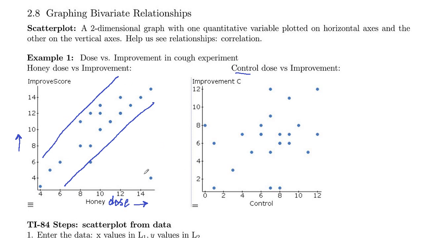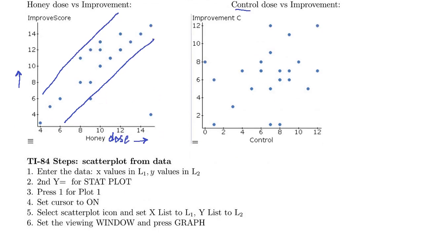Now, when you graph this data, you're just doing XY ordered pairs, and you can do this pretty easily in the TI-84. So these are the steps for a scatter plot from data. Just as an example, let's do some ordered pairs: 1, 1, 2, 4, 4, 6, and 8, 8. So we'll just do 4 ordered pairs, and I'll show you how to do that.